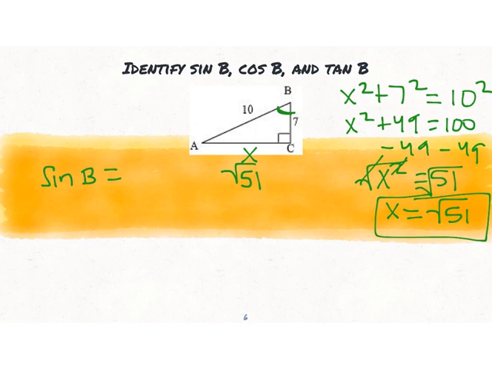So if we have sine B, we are now at this angle. We have to use the opposite over our hypotenuse. So we have a square root of 51 divided by 10. I cannot simplify anything here, so that's my final answer.